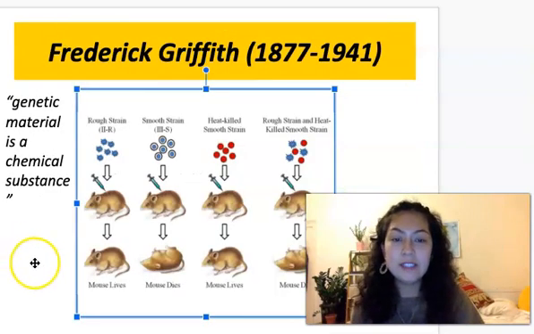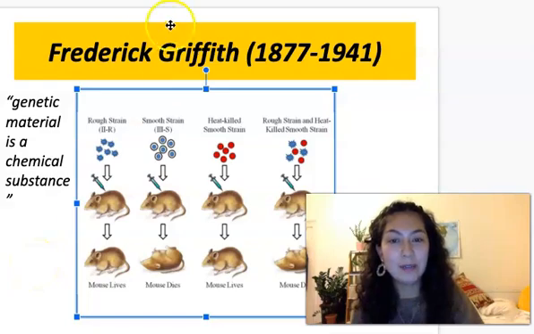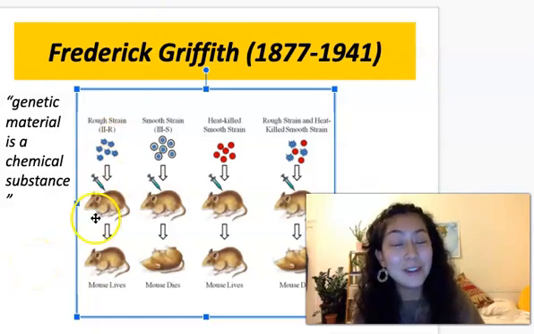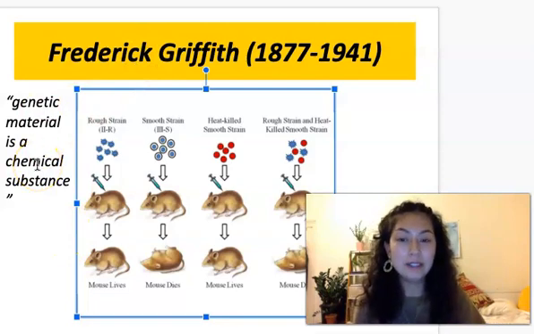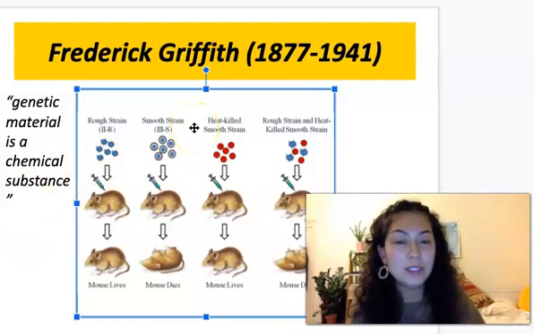A couple of other significant contributions to genetics are by Frederick Griffith and Oswald Avery. This guy basically came to the conclusion that genetic material is a chemical substance, and if it's biochemical in nature, then it can be manipulated. So what he did was essentially inject two different forms of bacteria into a mouse: the rough strain, the harmless bacteria, and the smooth strain. The rough strain always was harmless, and the smooth strain was harmful.